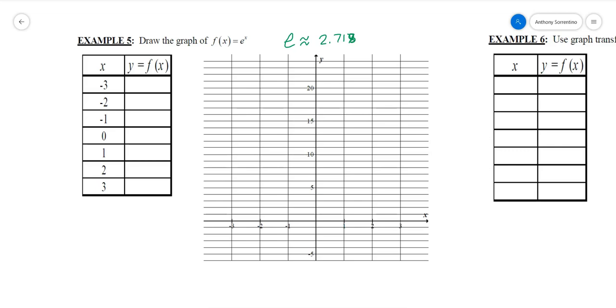But just for the sake of computations and whatnot, essentially, if I raise that to the first power, I'm going to have 2.718. I raise that to the 0, anything to the 0 is just 1. The rest of these, I'm going to have to apply powers. So if I square it, I get 7.387. If I cube it, I get about 20.079.